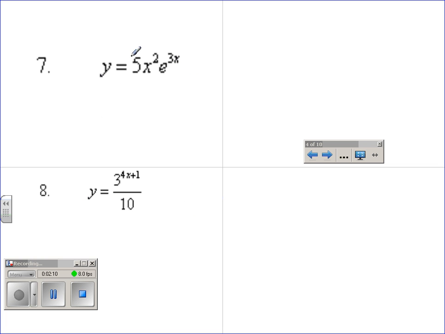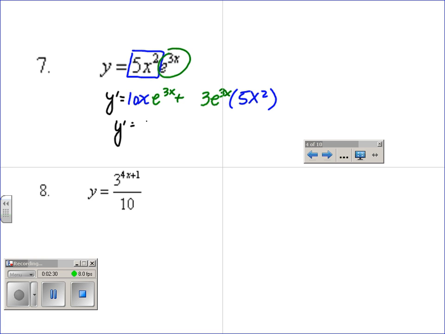Alright, product rule involved because you have two functions of x. So the derivative of the first is 10x times the second, plus the derivative of the second would be 3e to the 3x times the first. So this means our derivative is 10x e to the 3x plus 15x squared e to the 3x.